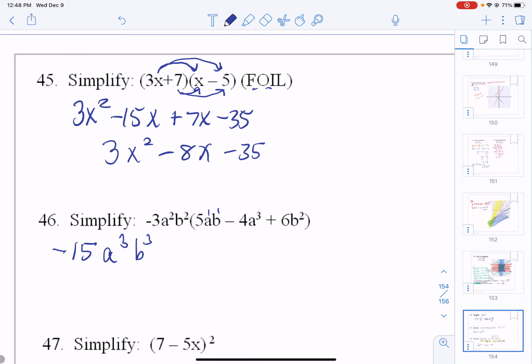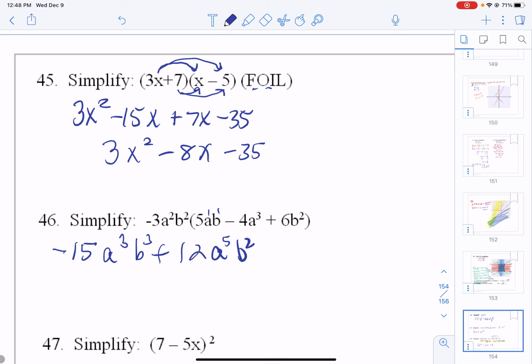Now let's move on to the next piece. A negative times a negative makes the next piece positive. 3 times 4 is 12. I have two a's that I'm putting together with 3 a's, so I'll have a total of 5 a's, and then the b's won't change. They'll be b squared.